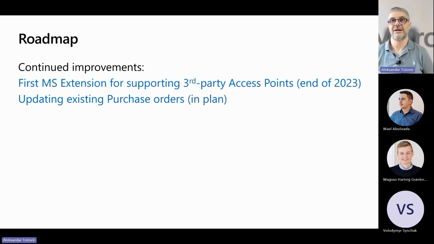And then we will continue with the first, let's say, the biggest feature improvement, updating existing purchase order. That means in a case you already have created purchase order, and now you will get purchase invoice for just part of this purchase order, and to map it. This is something what we are planning to deliver as a first feature improvement.